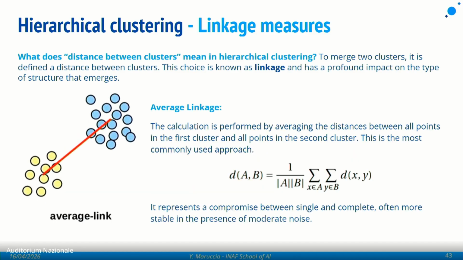Finally, we have the average linkage, which is calculated by averaging all the distances between the points in the first cluster and all the points in the second cluster, okay? And so usually it is the metric that is most adopted when we try to build a hierarchical clustering, because it is a compromise between having compact clusters or not.